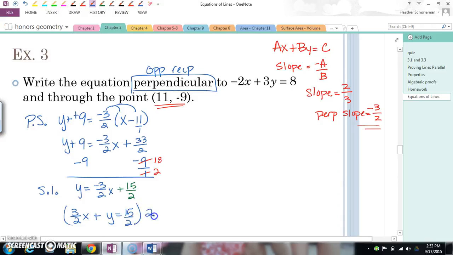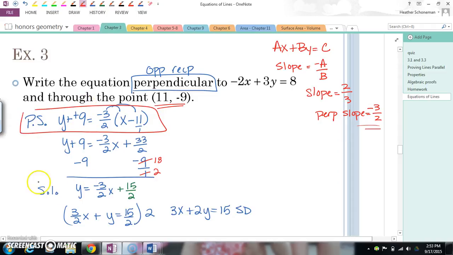Don't forget to clear the fraction. So we get 3x plus 2y equals 15, and then you're in standard form. And now we have our 3 answers: the point slope form, the slope-intercept form, and the standard form.